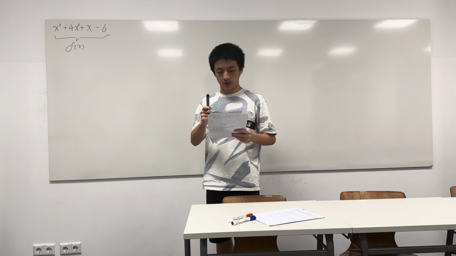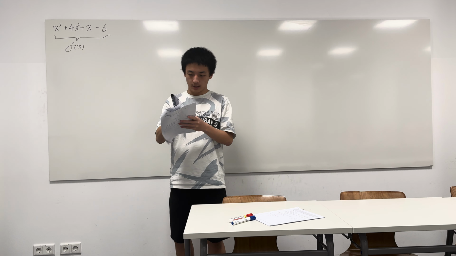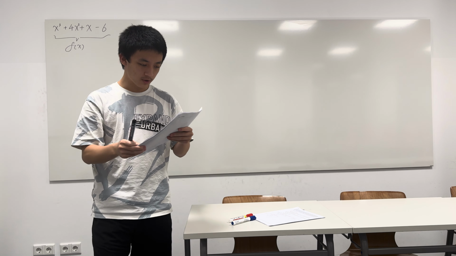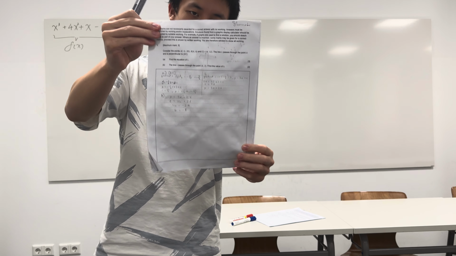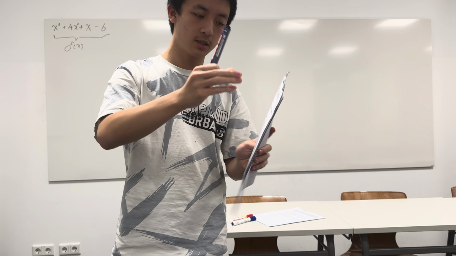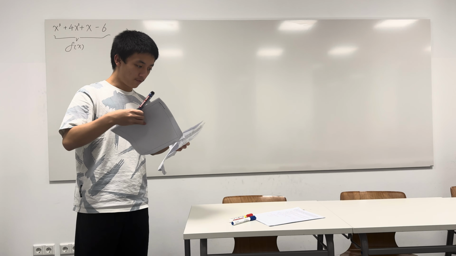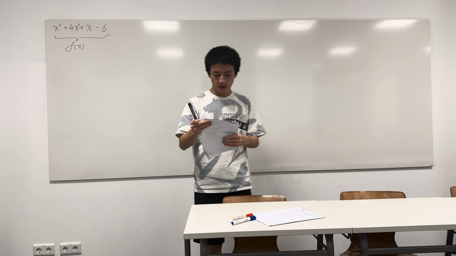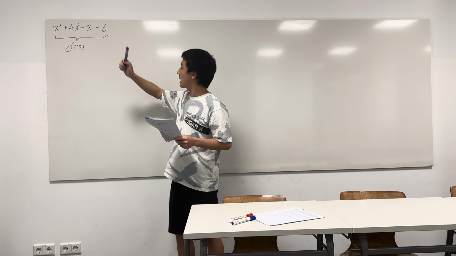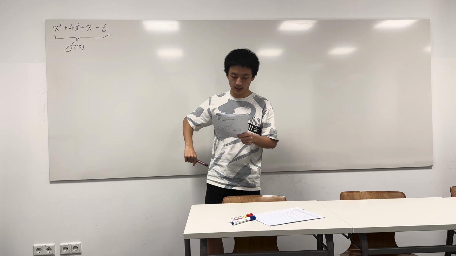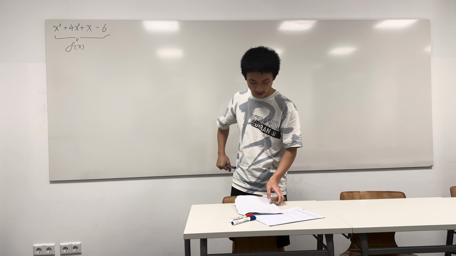So let's go. If you still remember the past paper from last week, the fourth question, here's a function like that: x cubed plus 4x squared plus x minus 6. First we have to find the root of f.